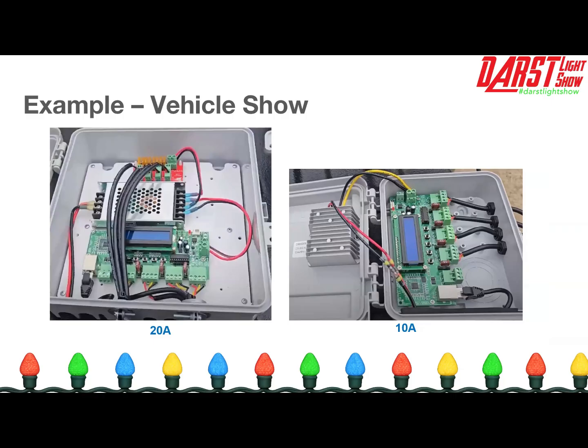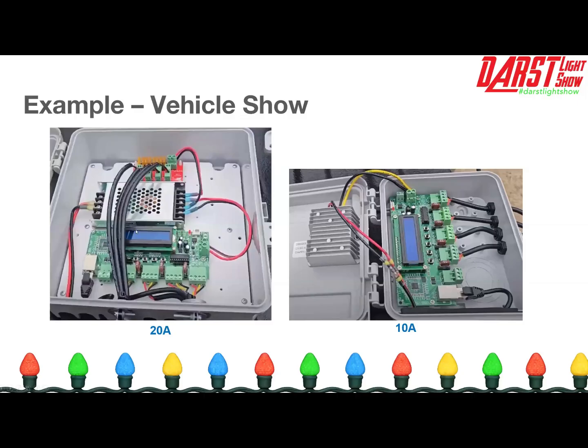So this is what my controllers look like. I'm now running 5 volt pixels. This is, I think, a 16 volt or 20 volt down to 5 volt buck converter that's rated at 20 amps. And then this is a similar thing, another buck converter that's rated at 10 amps. I just bought both types to play with them and see how they work.